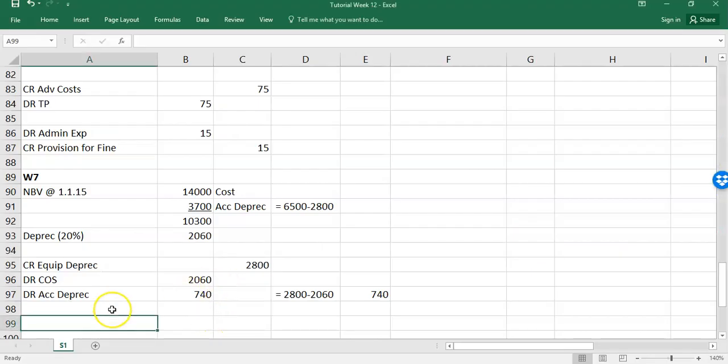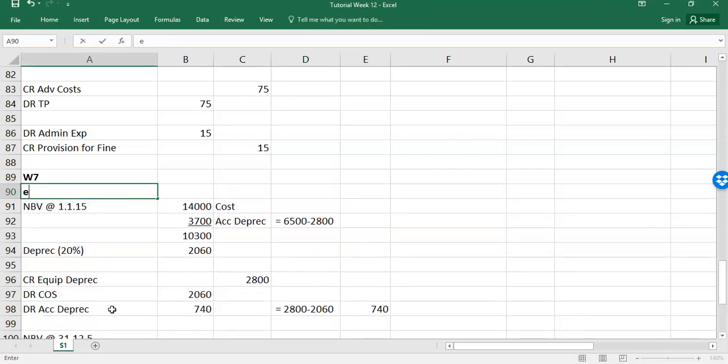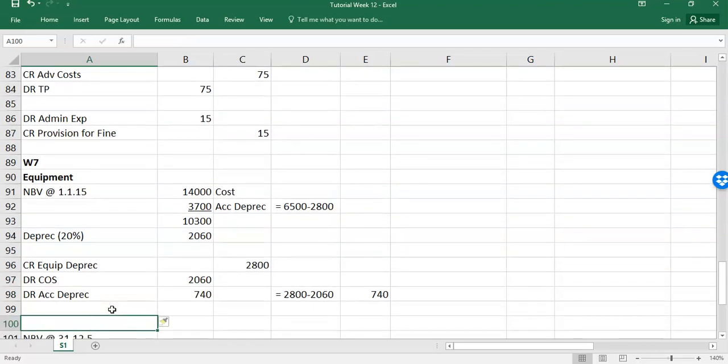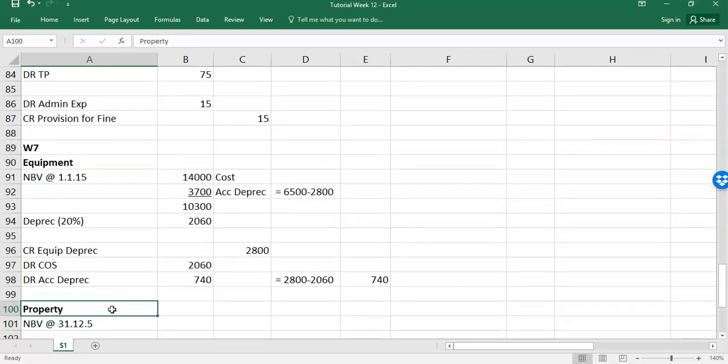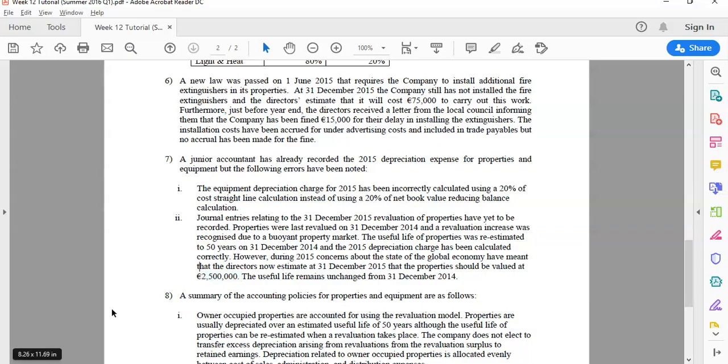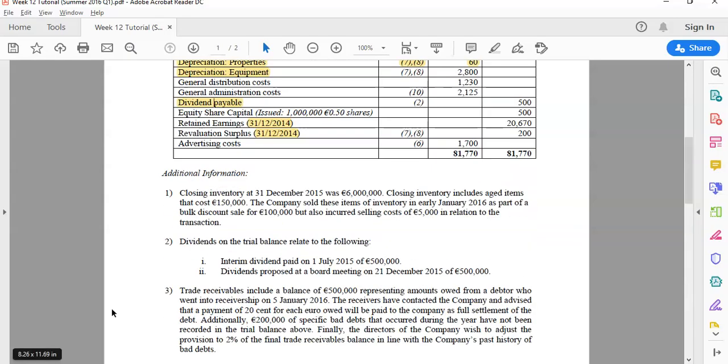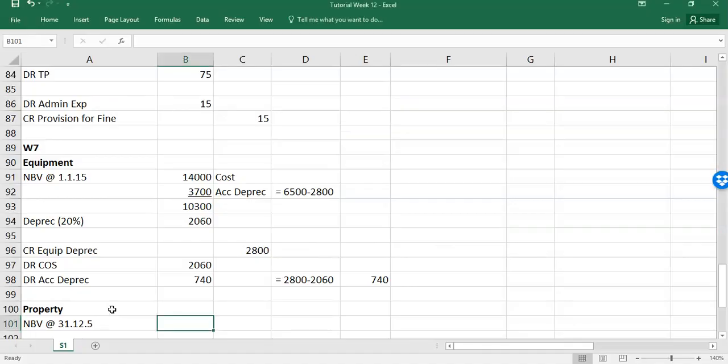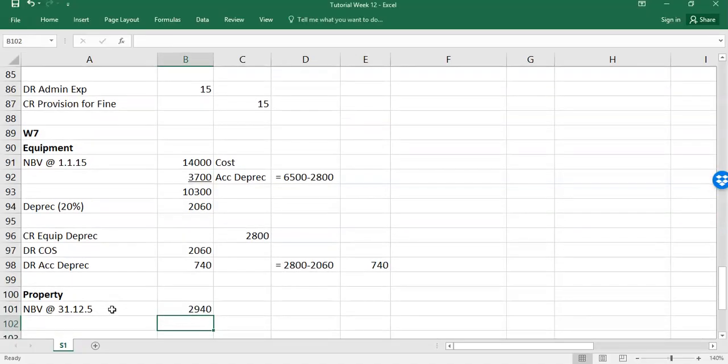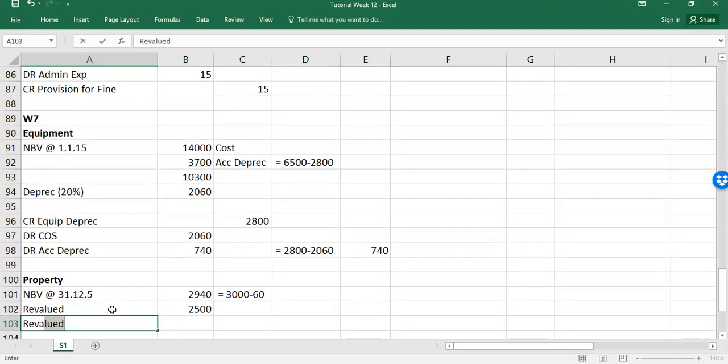So what we're saying here then is net book value at the 31st of 12/15, and we'll put up here just to make it easier to follow the solution again. That's the equipment. And then we'll put down here, that's your property. So what we're saying here, the net book value at the end of the year, just be careful now you're including, is 3 million minus 60, 2940. The revalued amount is 2500. So that's a reval loss of 440.